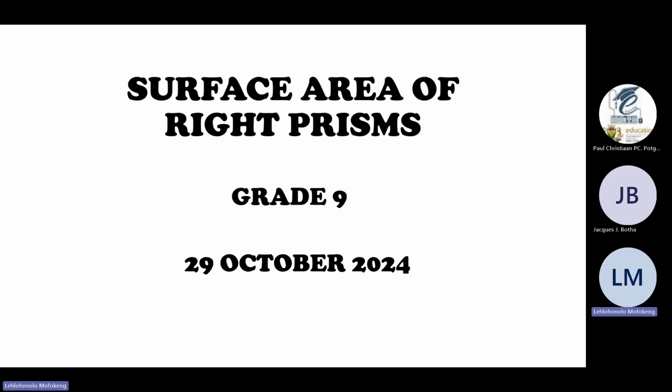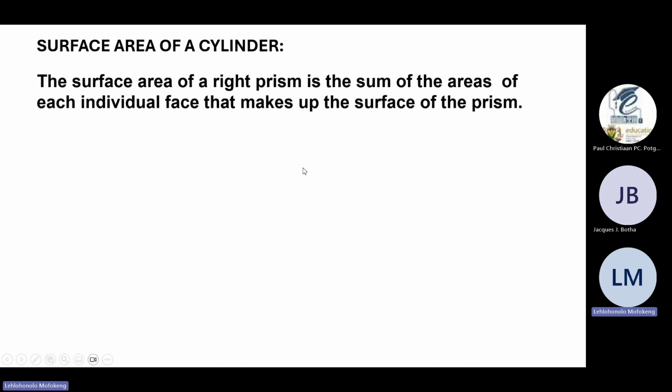Today, I'm going to do surface area of right prisms with special focus on the cylinder. Let me indicate that a cylinder is one prism that is introduced in Grade 9. All other prisms that we did were introduced in Grade 8. So we will have to look into how to develop the formula to calculate the surface area of a right prism. Right. As I've indicated, surface area of a cylinder.